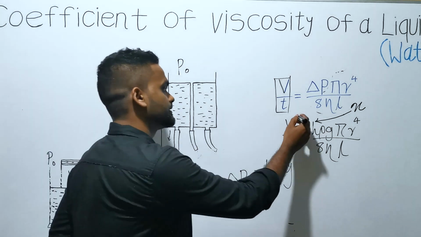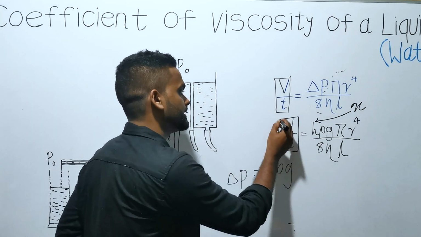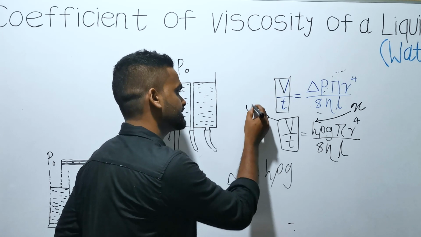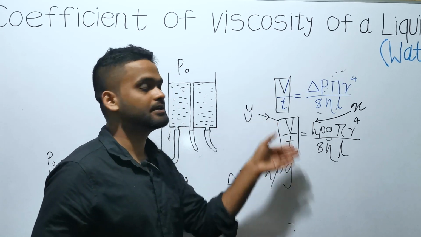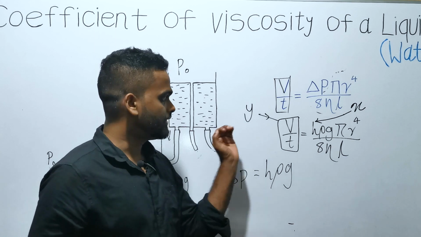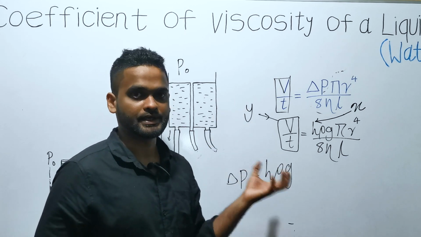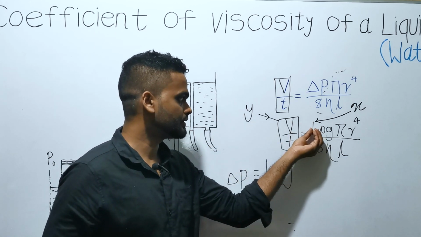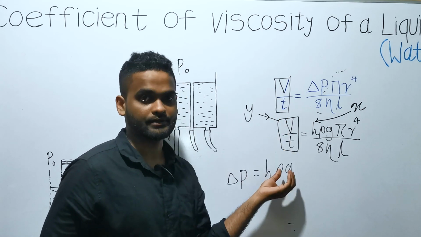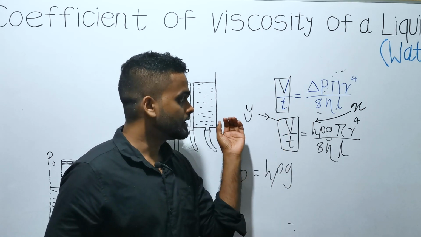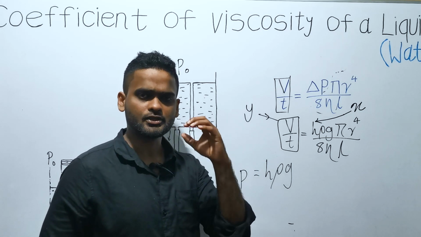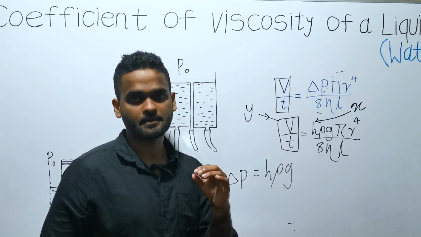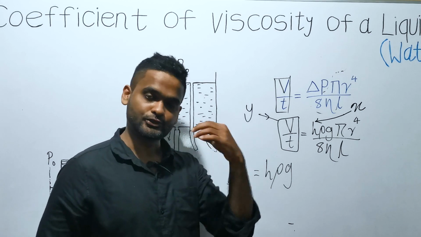Then this whole thing, that is the volume flow rate, can be considered as the y variable, which is the dependent variable. Then we are going to take a bunch of readings for simple H and volume flow rate V over T. Using those readings, about 6 readings, we can draw a graph.